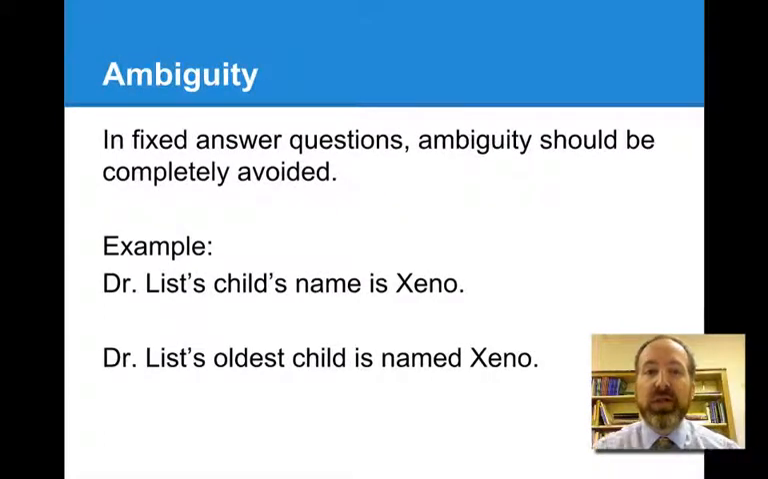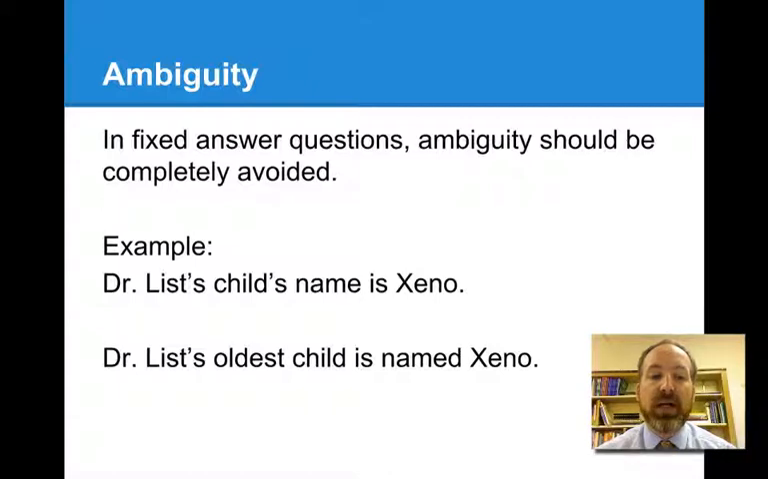So the first thing we're going to address with test questions is ambiguity. Two kinds of questions are particularly susceptible to ambiguity, and that is the alternative choice and the multiple choice questions. So the first example, true or false, this might be, Dr. List's child's name is Zeno. Well, technically I do have a child named Zeno. He's a pretty cool kid. But you might not know Zeno. You might only know Sophia. So you might say that this is false.